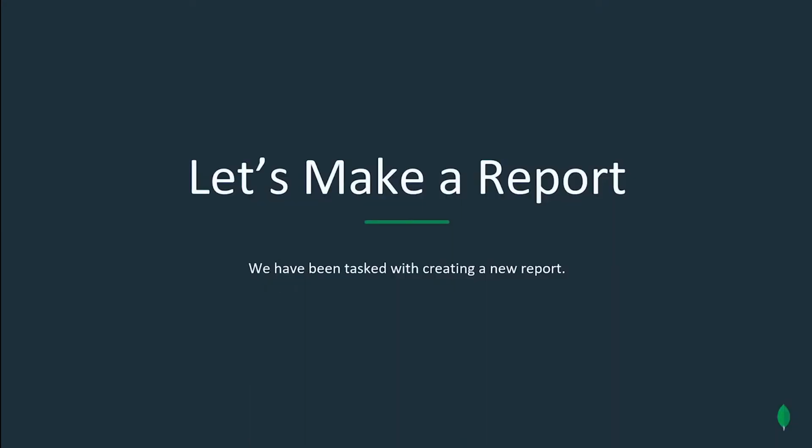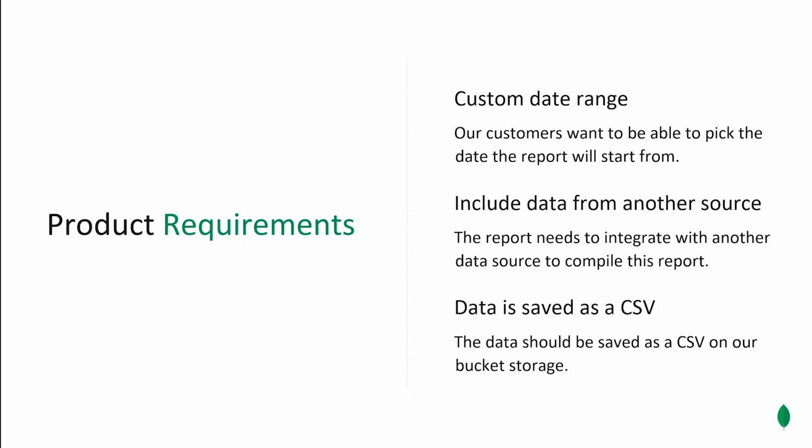So to get things started, let's pretend we're at this new company, and this new company needs a report for all their great users. So we get the requirements from product. The report needs to have a custom date range, so that way the user can ask for the start date. The report also needs to integrate with some external data. So we have some third party that provides additional analytics on our data, perhaps, and we need to integrate that, make some modifications, and then when we're all done, we need to save that data as a CSV to bucket storage. That way we can give the user a link to download this data.